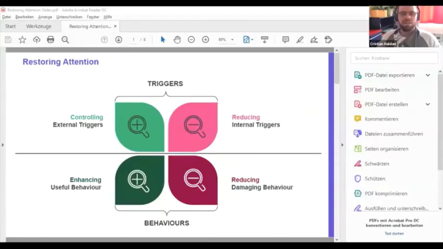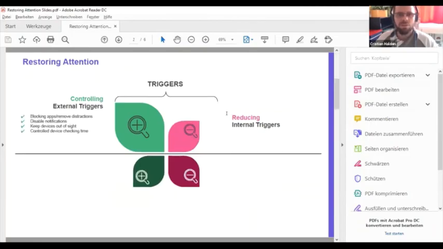I will share my screen because I also have a short presentation. I hope you are seeing it. When we speak about restoring attention, we have to keep in mind the triggers and the behaviors. And there are some ways of reducing and controlling triggers, and also enhancing behavior and reducing the damaging behavior. Okay. So first one, the external triggers. Okay, I'm good.